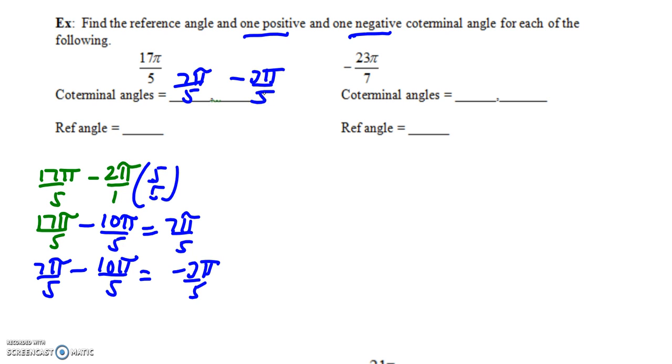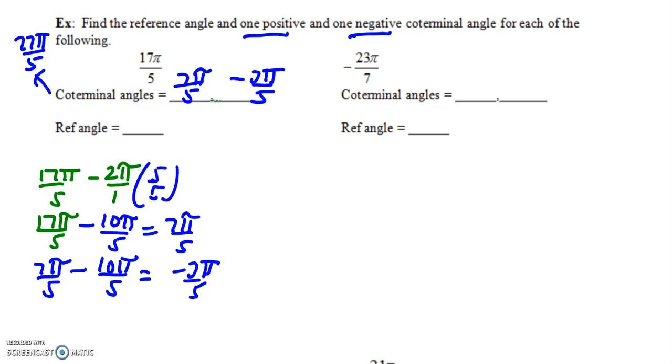If any of you were asking, could I have taken 17 pi over 5 and added 2 pi at the beginning? Yes, you could have. And I believe if you did, you could have gotten the answer of 27 pi over 5 if you wanted to try that instead.